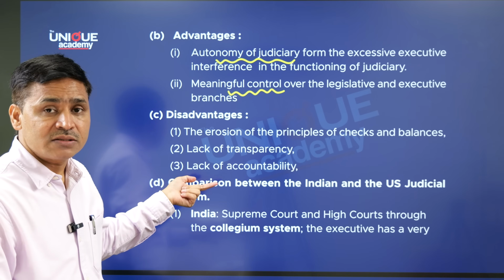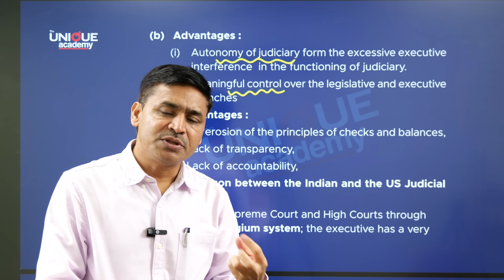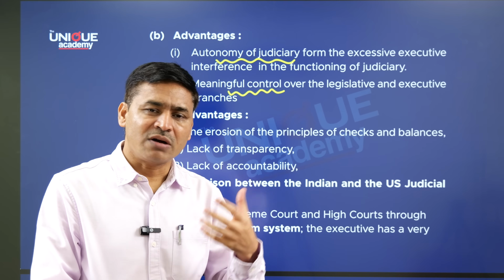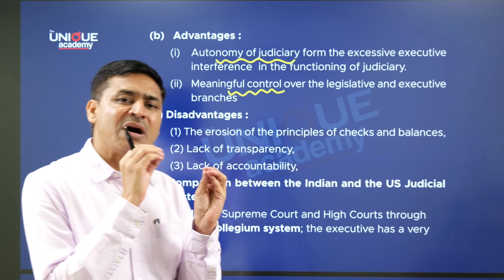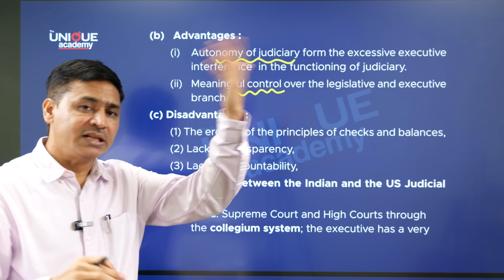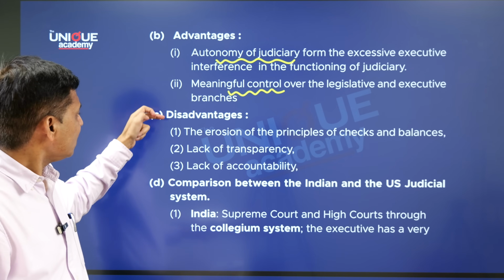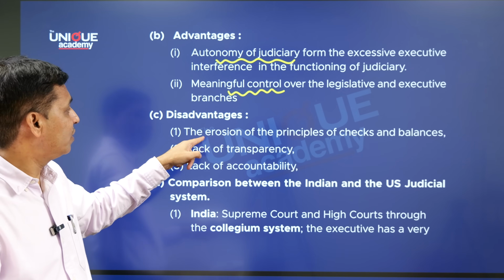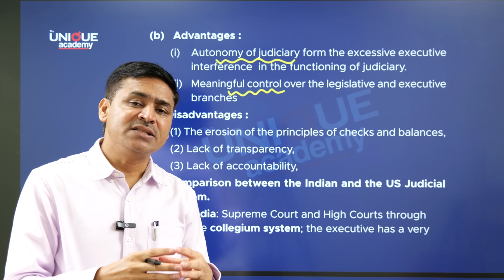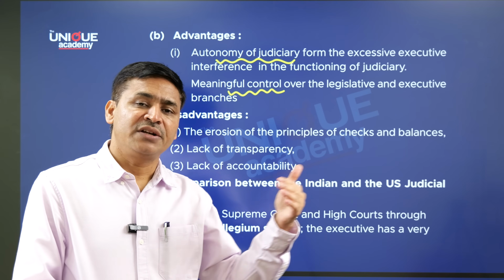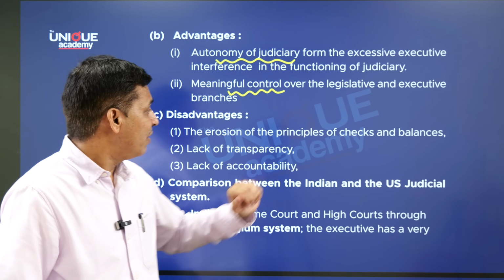Now, what are the disadvantages? The collegium system, to put it in a simple way, is that system in which the members of the judiciary are almost appointed by the judiciary, and there is a marginal say to the executive, unlike the pre-collegium system era. Therefore, look at the first one, erosion of the principle of checks and balances. Once the balance is tilted towards the judiciary in appointing the members of the judiciary, it hampers the principle of checks and balances.